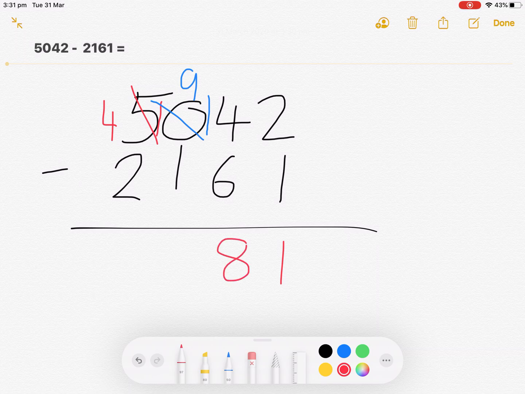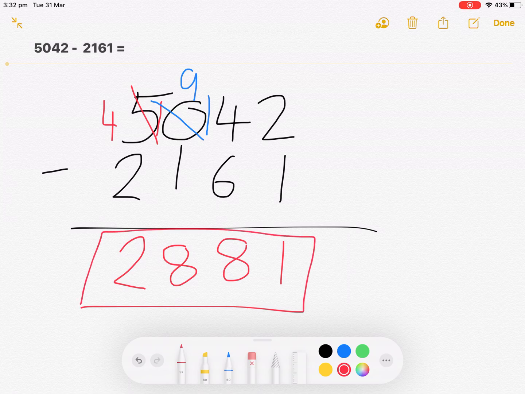Right. If I had come over into my hundreds initially, I would have been trying to do 0 take 1, which I wouldn't have been able to do. But we have already borrowed from the thousands. So now I've actually got 900s here. 9 take 1 I can do, which is 8. And then in my thousands, I've got 4,000s left. Take away 2,000s gives me 2,000. So my final answer is 2,881.